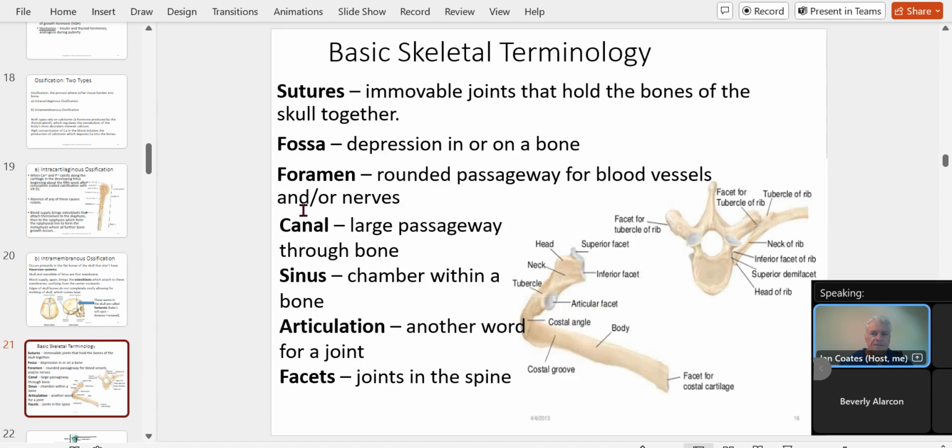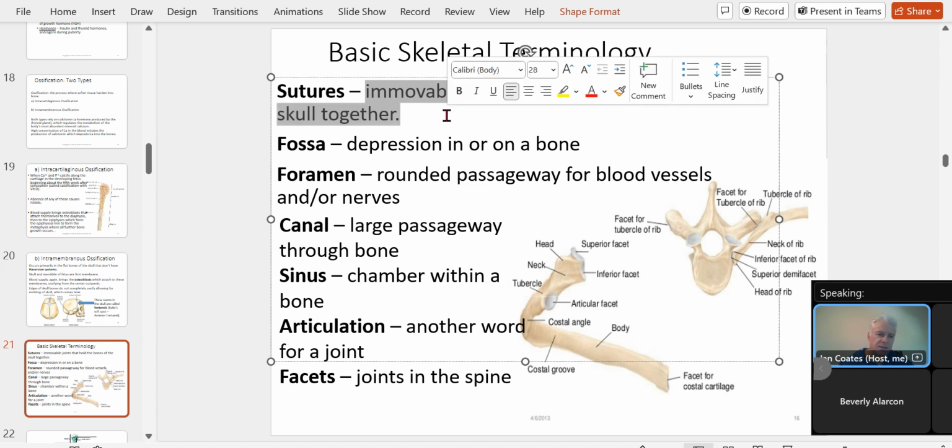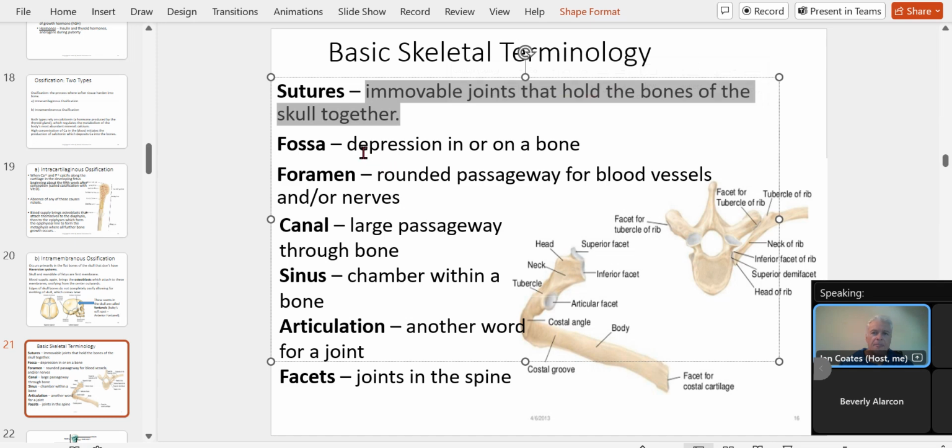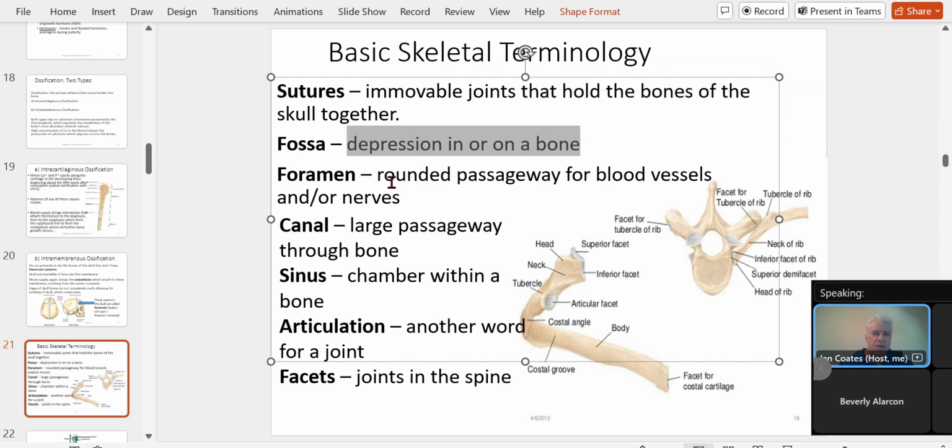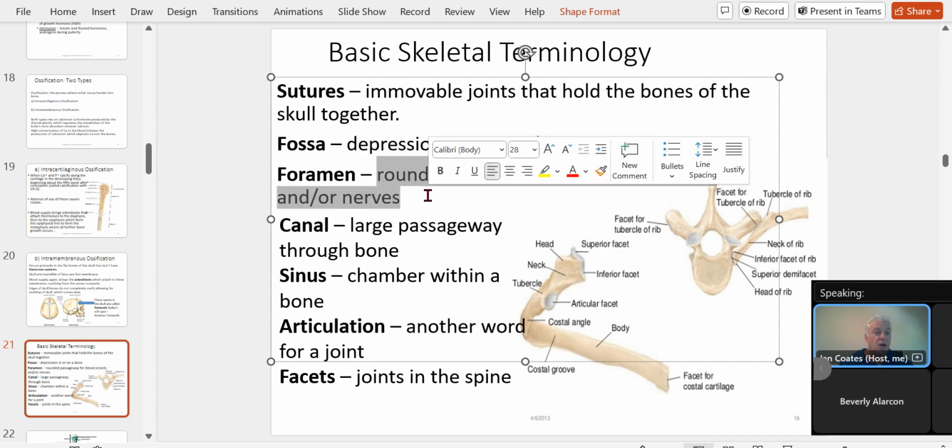Immovable joints that hold the bones of the skull together. That's all you're talking about there. We'll get more into those as we go. There's a fossa, which is a depression in and around a bone. Foramen is a hole in the bone. We have holes in our bones all over the place. We have a big one at the bottom of our skull.